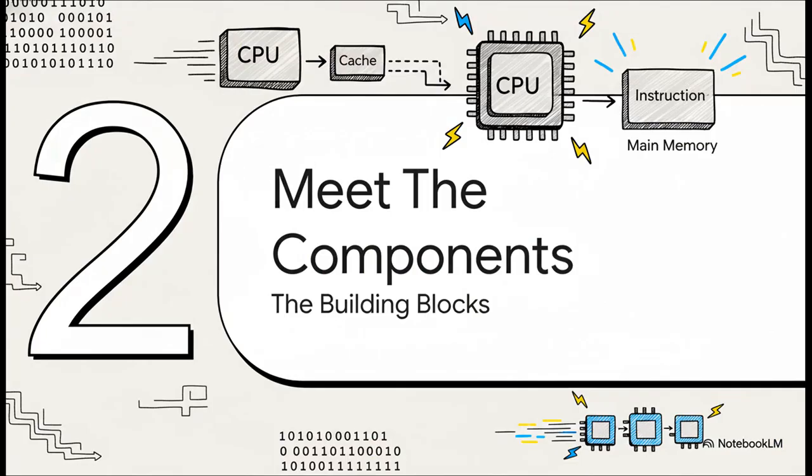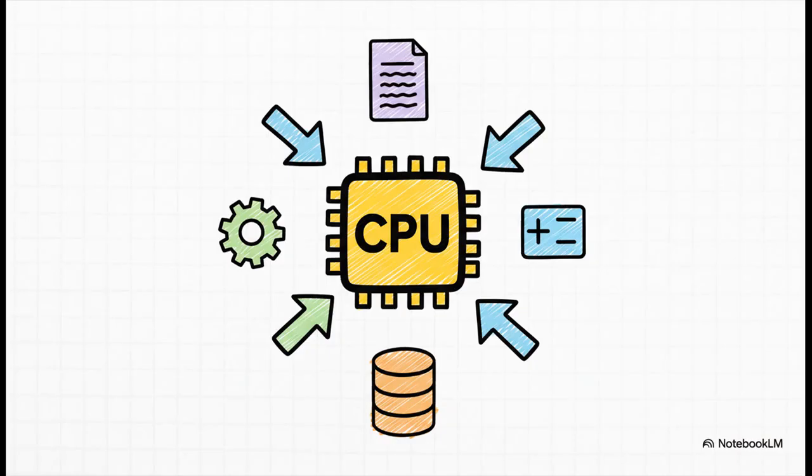Okay, so with the master plan understood, let's meet the workers. A computer is, at its core, a factory for processing information. And this factory has three main departments that you absolutely have to know about. First up, you've got the factory manager. This is the central processing unit, or the CPU. It is the absolute core of the machine. It controls every single operation, it crunches all the numbers, and it basically tells everyone else what to do. It's the brain of the whole operation.